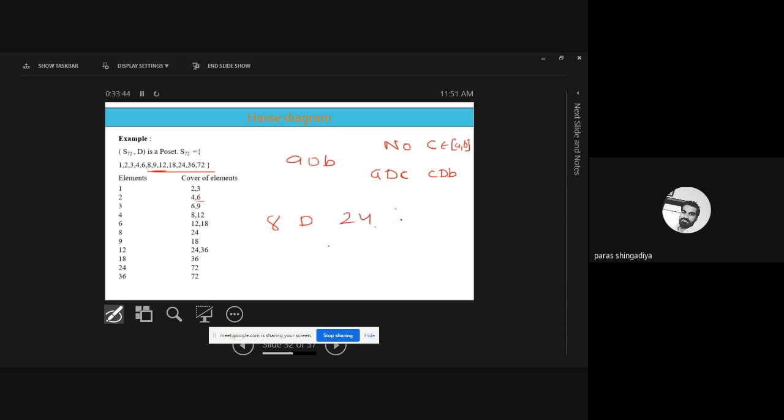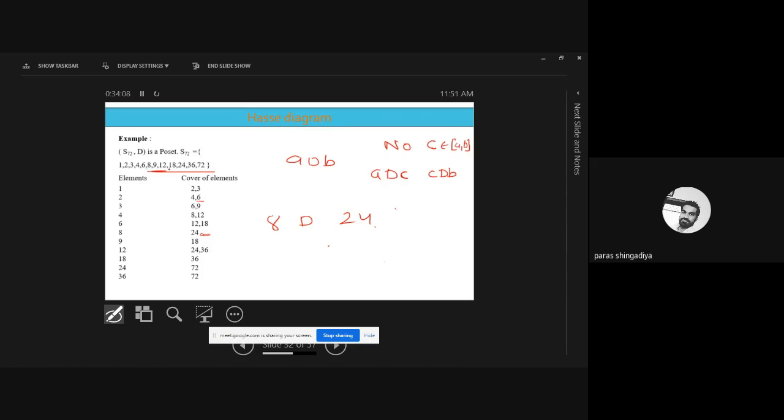And in between 8 and 24, 9, 12, 18 are there. And which is not a counter example of C. Okay. 9, 12 and 18 are not counter examples of C because 8 divides 9, 8 divides 12 and 8 divides 18, all are incorrect. Okay. So therefore it is not a part of C, and therefore 24 is the correct answer of cover element of 8.